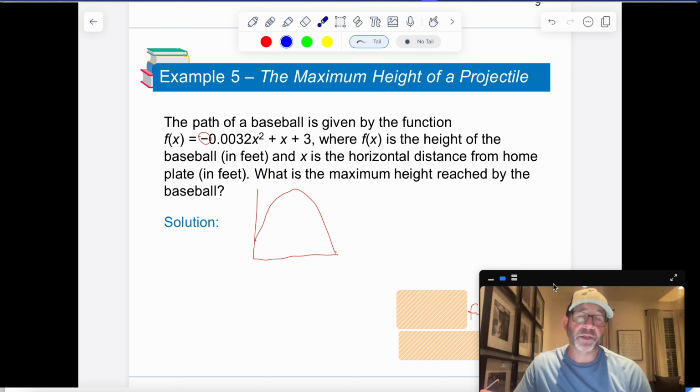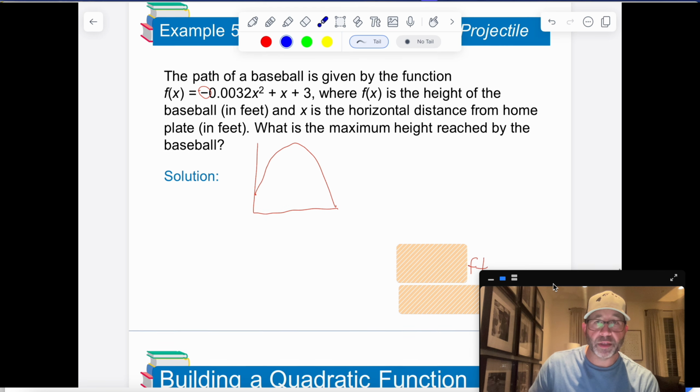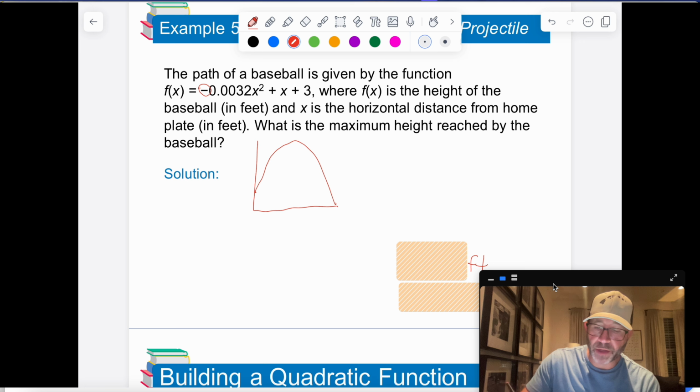And that should make sense because it's a ball getting thrown. If I throw a baseball and somebody's trying to hit it, it's not usually on the ground. It's usually maybe about 3 feet off of the ground. Okay?